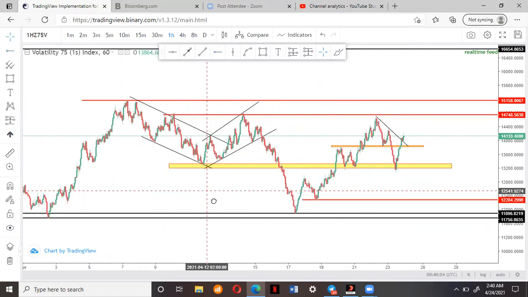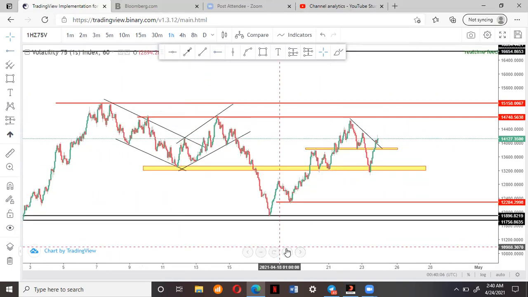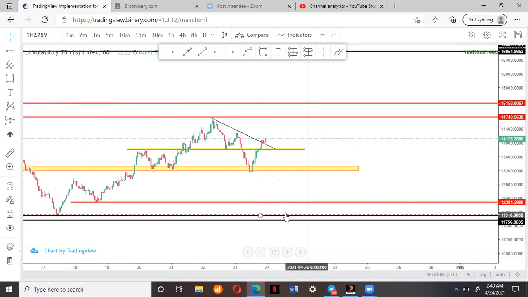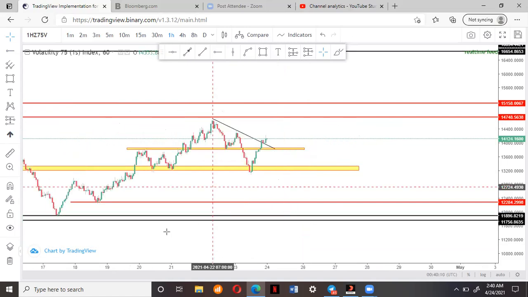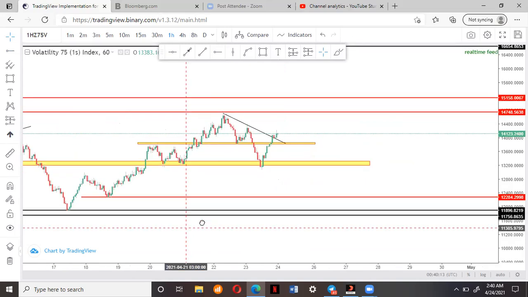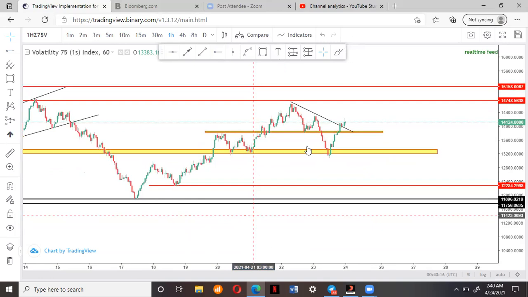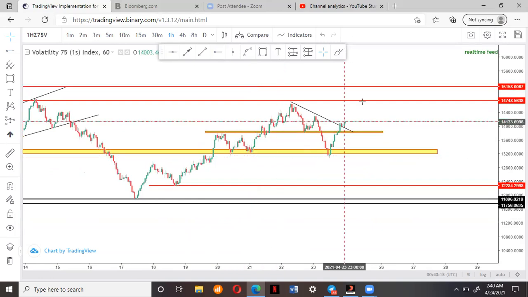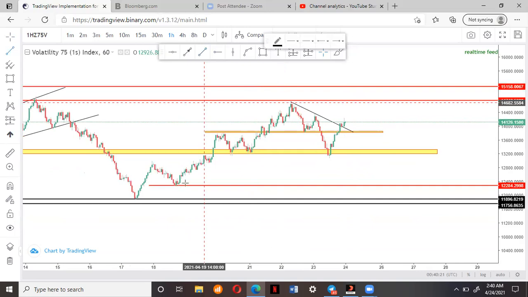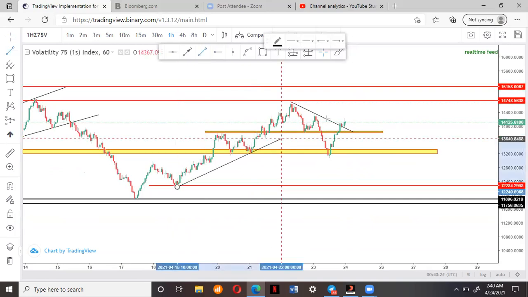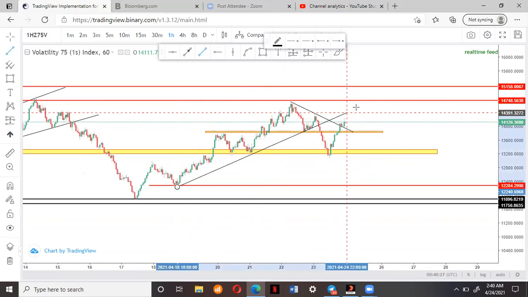So let's check the recent price correction. So now we can see that we are struggling to reach this level, this top here, after a bullish rally. We are having a trend line there.